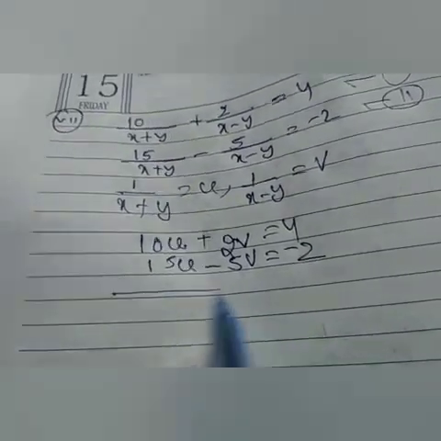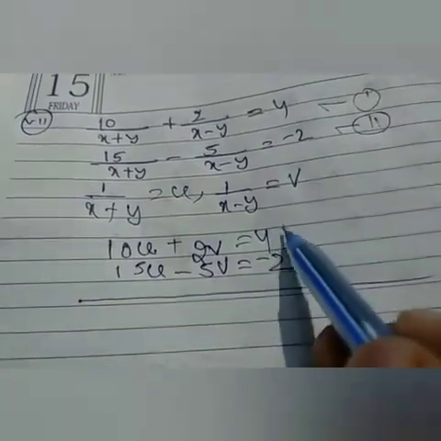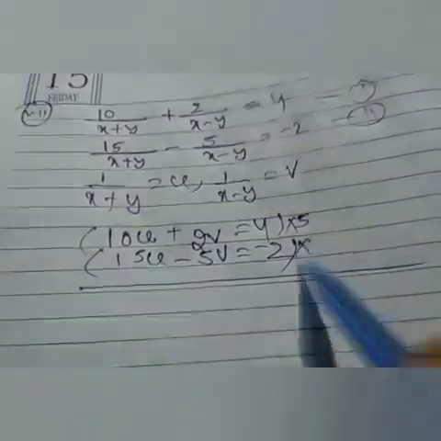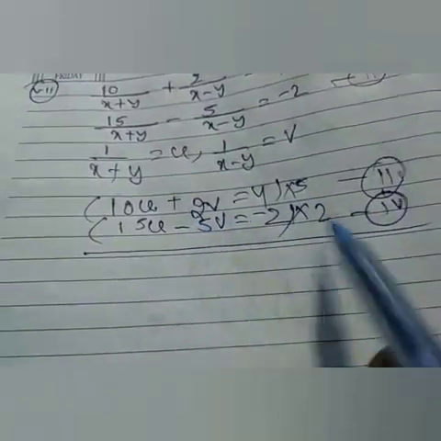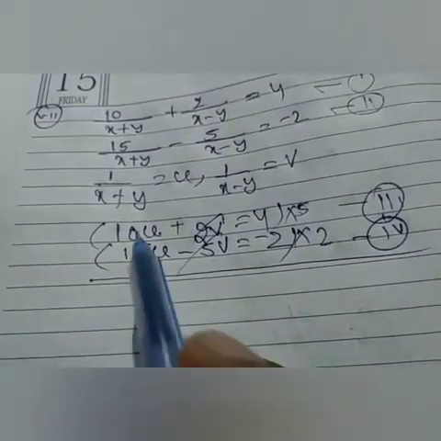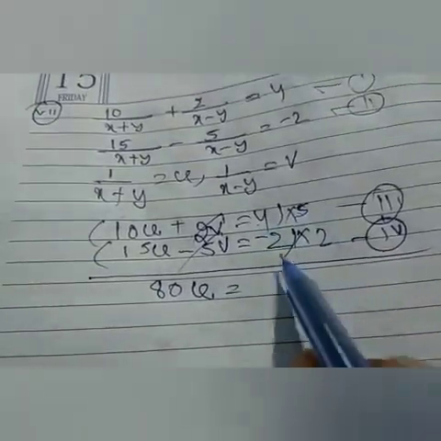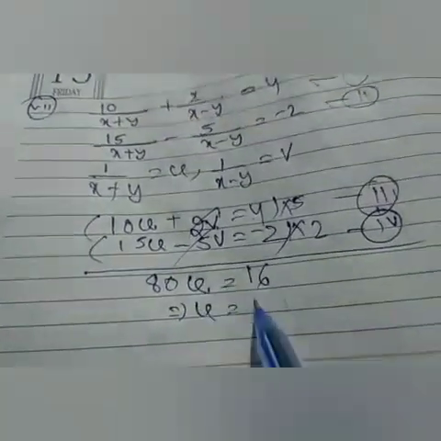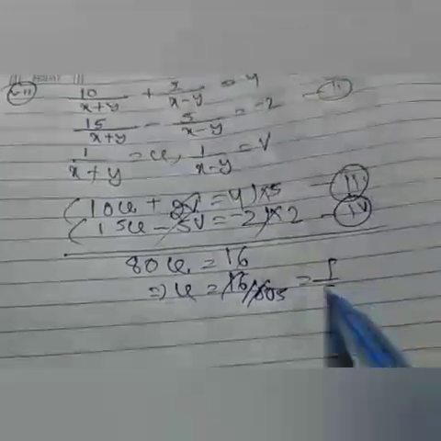Then solving these two equations, here is 2, here is 5, so we can multiply 5 in this equation and 2 in this equation, equation 3, equation 4. 2 times 5 is 10, 5 times 2 is 10, v cancels. 5 times 10 is 50u, then 15 times 2 is 30u. 50 plus 30 equals 80u equals 5 times 4 is 20 minus 4 equals 16. 80u equals 16, so u equals 1 by 5.